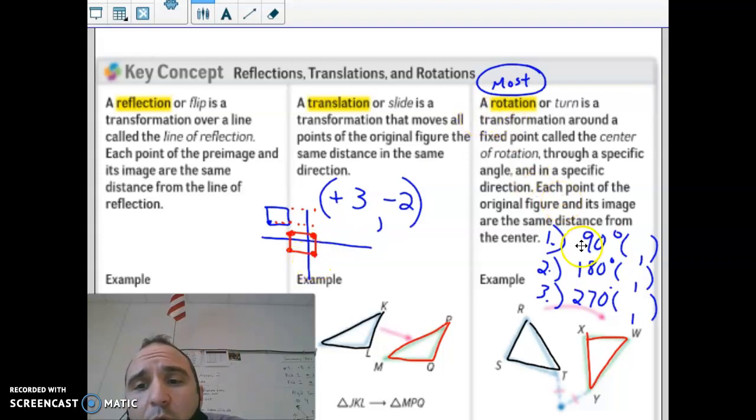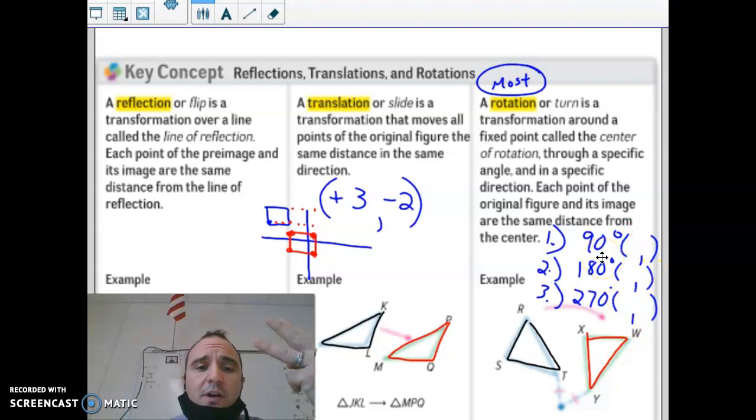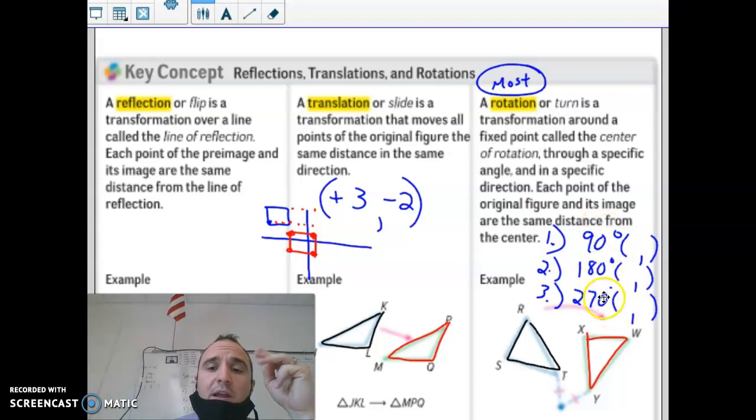Rotations. These are the most common rotations, and they have formulas. We're not going to go over the formulas today, but here are the three types of turns or rotations. These are clockwise. Sometimes they are counterclockwise. They will be specifically noted. 1 is 90 degrees, 2 is 180, and 3 is 270.